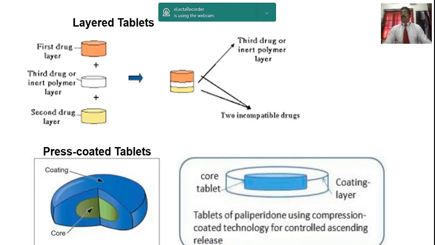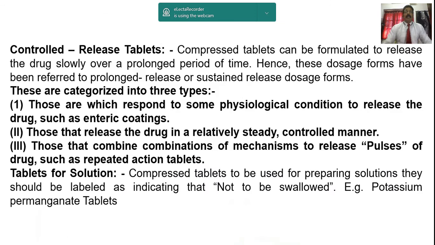Two drugs can also be made by means of this method. Also, this method is useful for sustained release. Controlled release tablets can also be produced by means of this technique, the press coating technique. So this is the type. And you see next one, as we have seen about this, what do you mean by controlled release tablets?